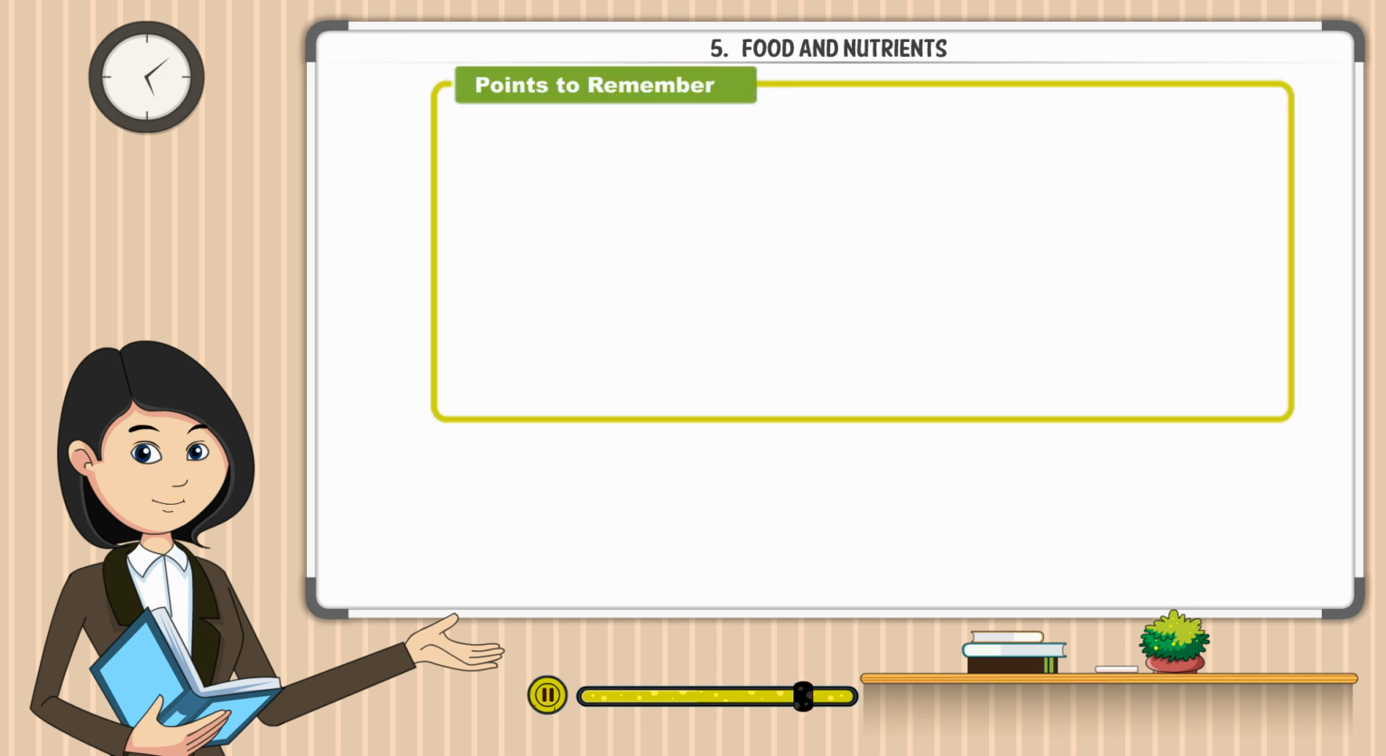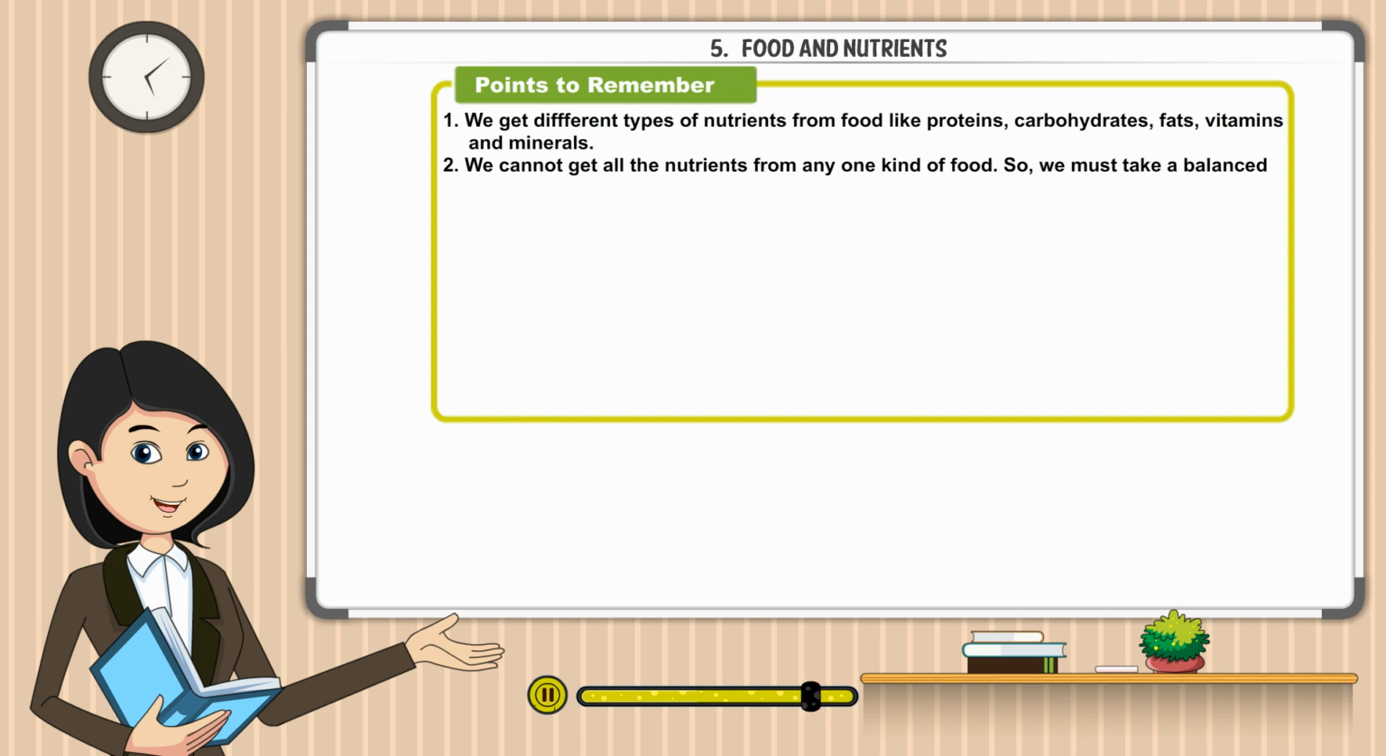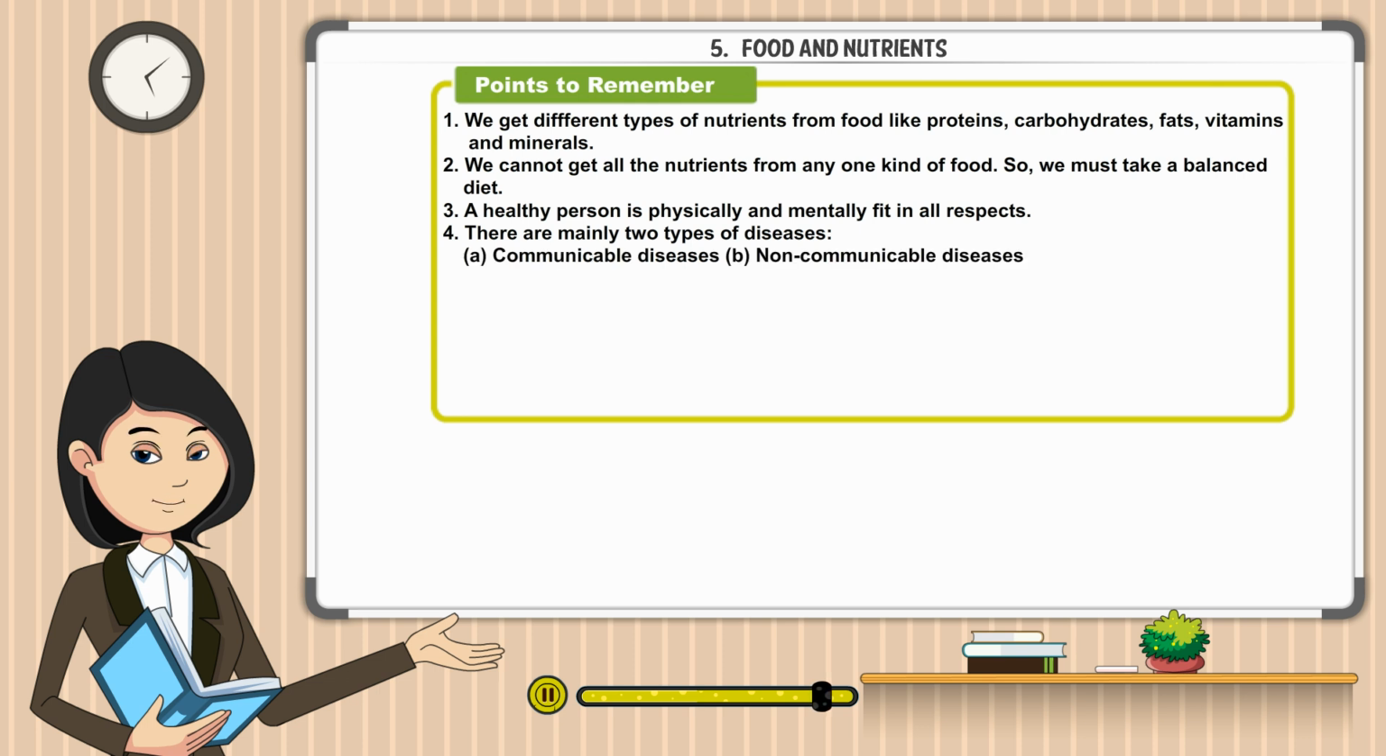Points to remember. We get different types of nutrients from food like proteins, carbohydrates, fats, vitamins, and minerals. We cannot get all the nutrients from any one kind of food, so we must take a balanced diet. A healthy person is physically and mentally fit in all respects. There are mainly two types of diseases: communicable diseases and non-communicable diseases. The diseases caused due to the deficiency of nutrients are called deficiency diseases.